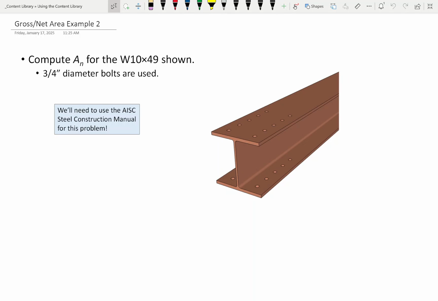This is a W10 by 49, okay? So we're going to need to compute the net area. What is the first step in computing the net area of anything? What is the gross area of a W10 by 49? It's almost like you've got to look it up in your handy-dandy AISC 16th edition steel construction manual.